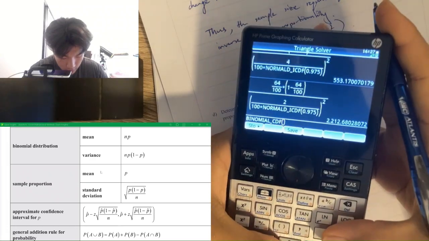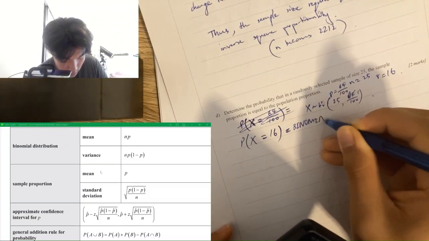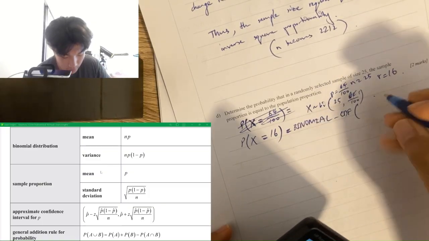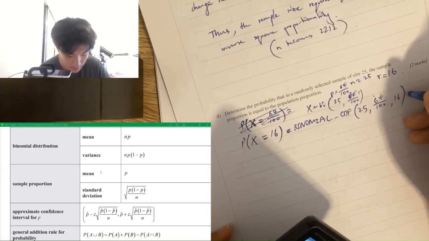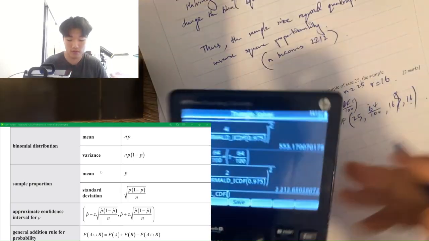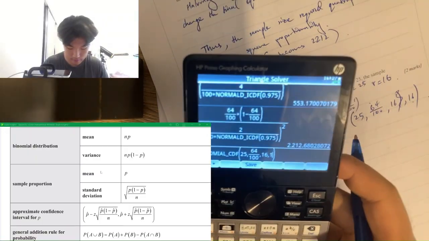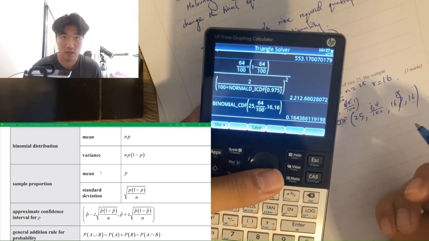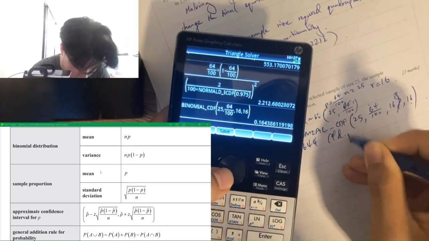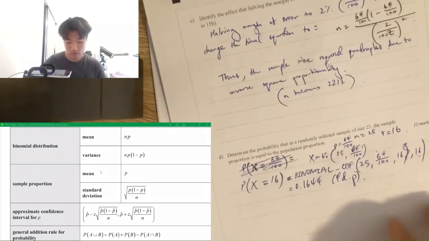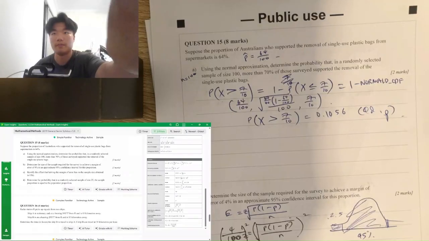Cumulative binomial. You could use the formula sheet, but since we're only after 16, we have to put 16 twice. So I think that's actually the correct way to do it. Hopefully it is. Okay, let's mark it.